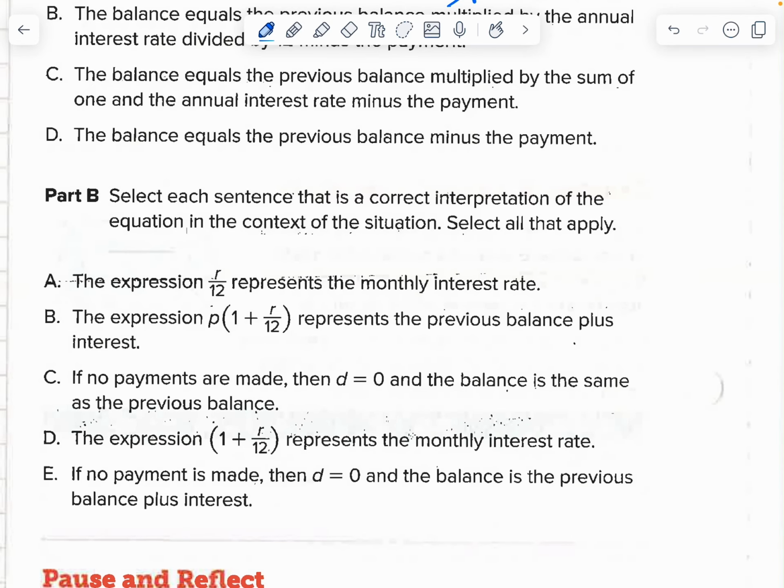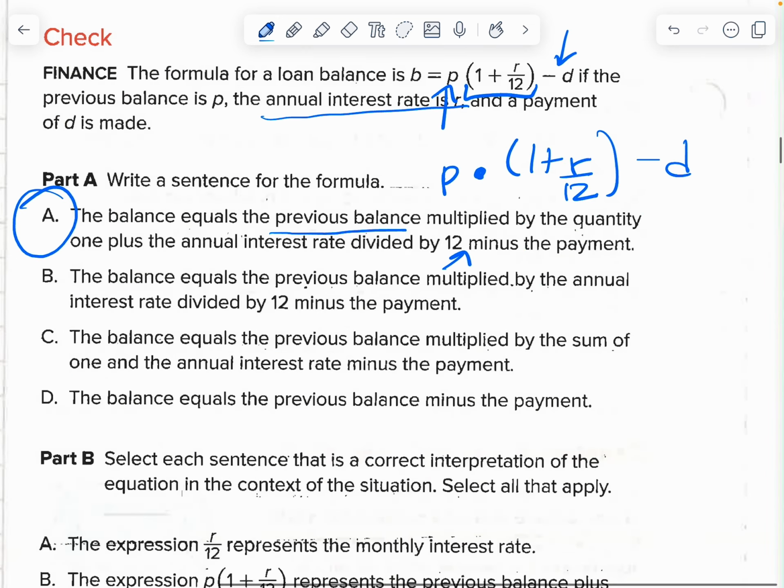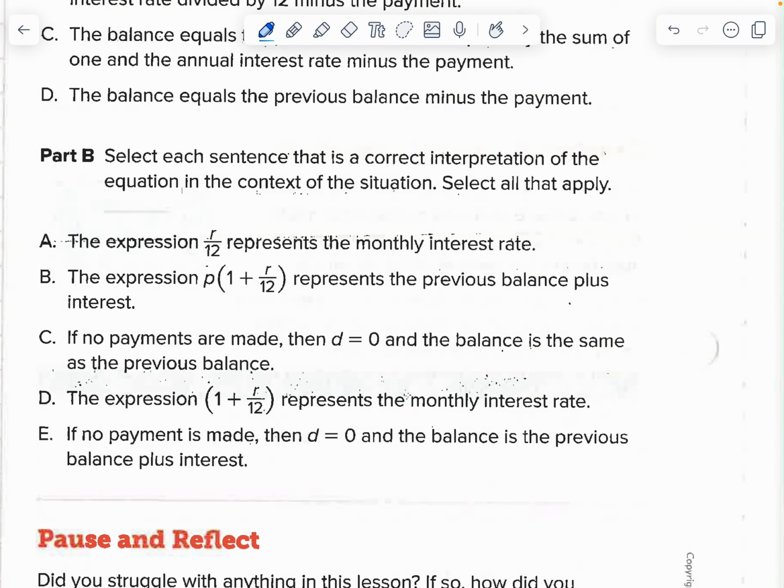Select the sentence that is the correct interpretation of the equation. The expression R over 12 represents the monthly rate. Well, what was R? R is the annual rate. Annual means that there are 12 months, so R divided by 12 would be monthly, so that would work. The expression previous balance times this right here represents the previous balance plus interest. Nope, it's not plus interest.